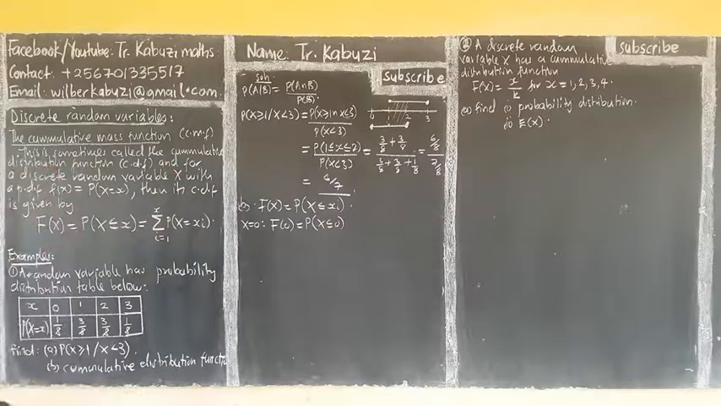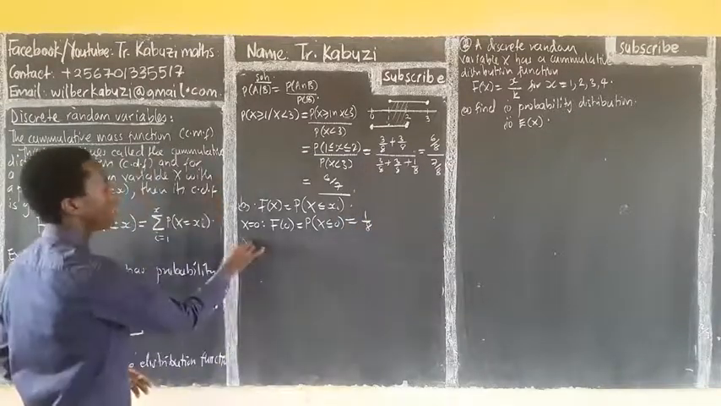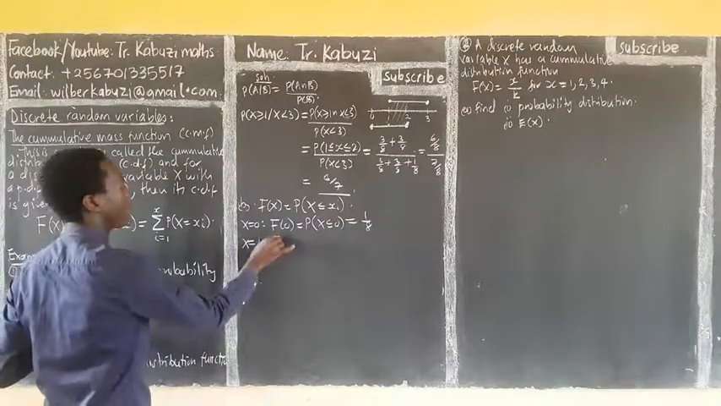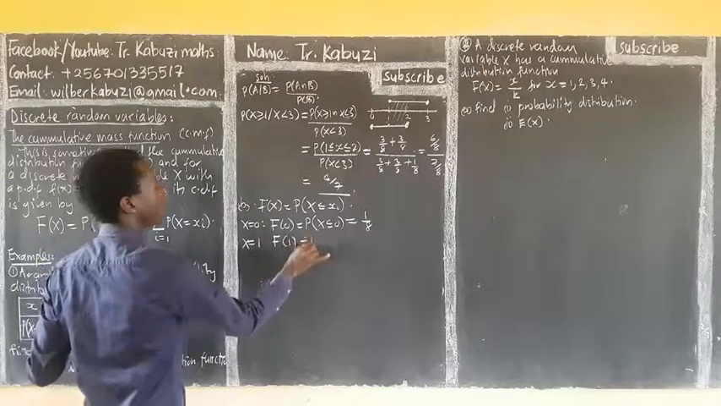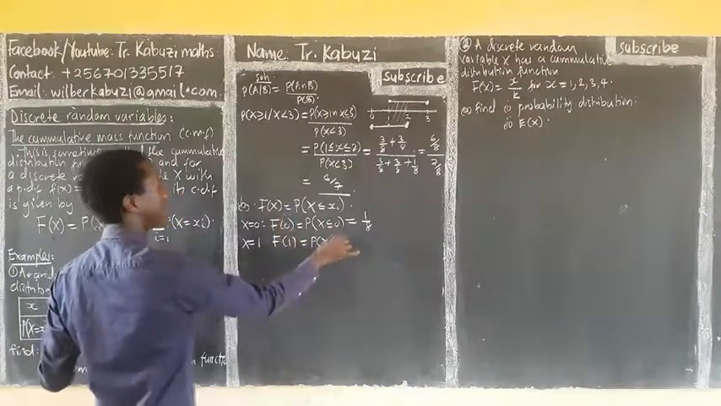But for me, less than or equal to 0 is the same thing because we don't have anything else, which is going to be 1 over 8. Then when x is 0, the next value of x is 1. So we have F of 1, which will be the probability of x less than or equal to 1.